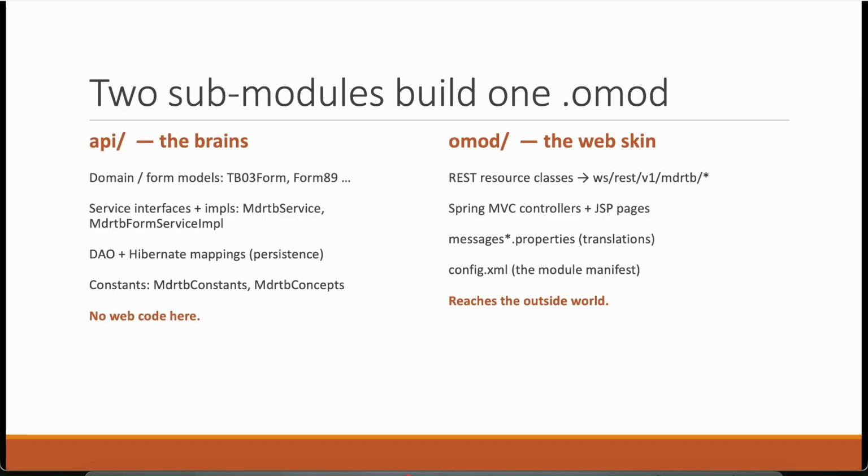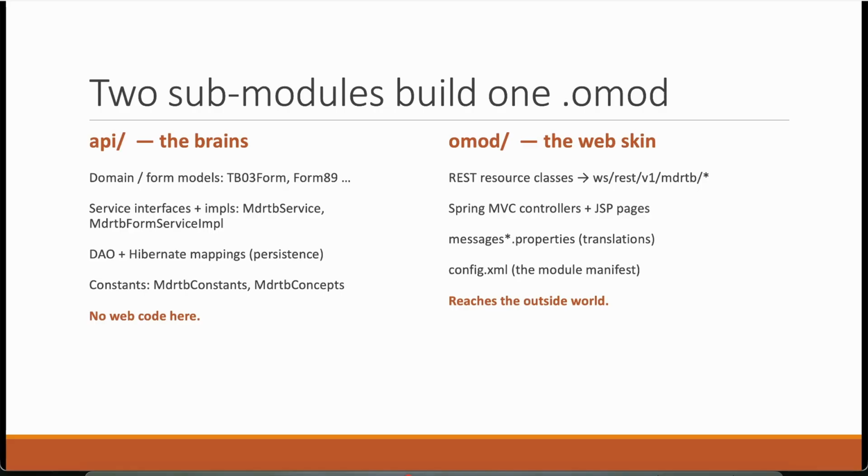See, this one OMOD module packs two different sub projects inside it. There's the API and there's the OMOD. API deals with the DAO, all the interaction with database using Hibernate, and implements all the service layer functions. So you have the model. First of all model classes are going to be here. The entity classes reside over here.